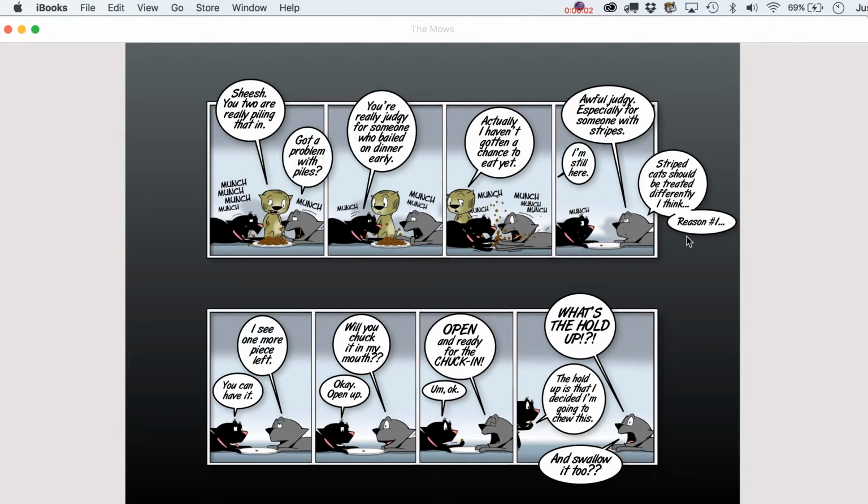Trying to see if I can illustrate this. All right, so you got the 2 cats over here. Only 1 piece left. You can have it, right? Will you chuck it in my mouth? Okay, open up. Open and ready for the chuck-in. Okay, what's the holdup? The holdup is I decided I'm just gonna go ahead and shoot this and swallow it too. Okay, right. So he obviously doesn't get it, and of course it ends on a question.